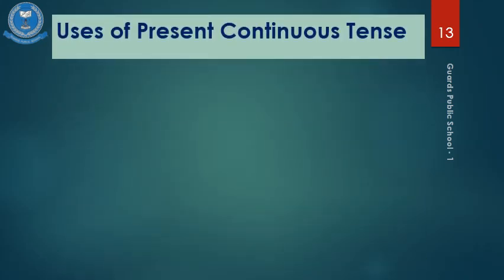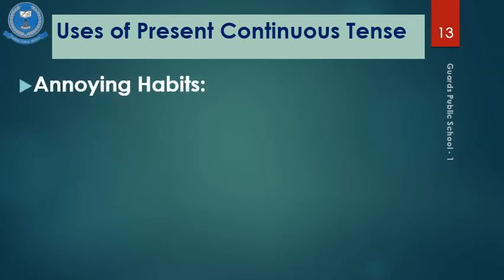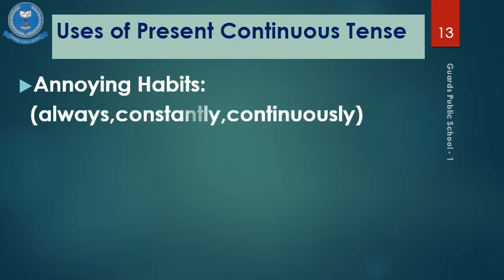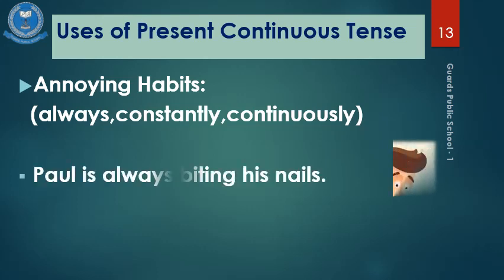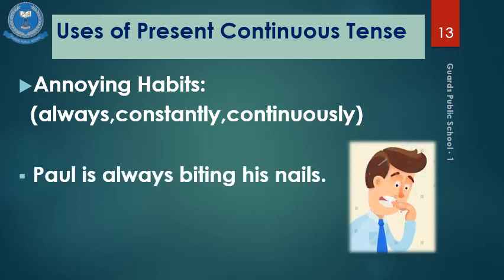Present continuous is used to talk about habits that are annoying and bother us. We usually use adverbs of frequency such as always, constantly, continuously with it. For example, Paul is always biting his nails.